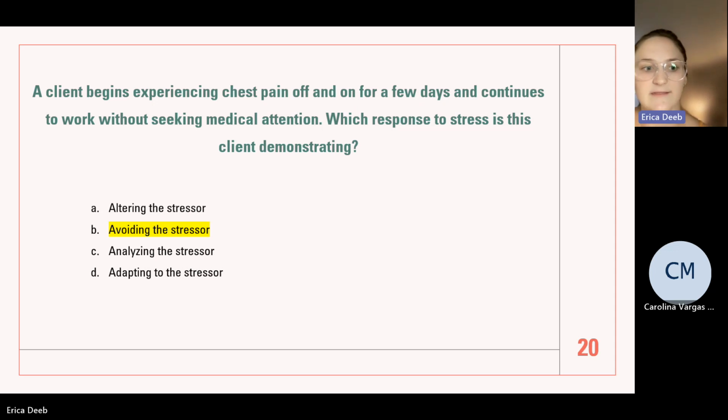And this again goes back to that stress and that allostatic load, where if you have these techniques of coping where you avoid the stressor, you can develop diseases like cardiovascular disease. You're more at risk for diabetes because your body has an increased amount of cortisol and those stress hormones because you're not adapting to the stressor.